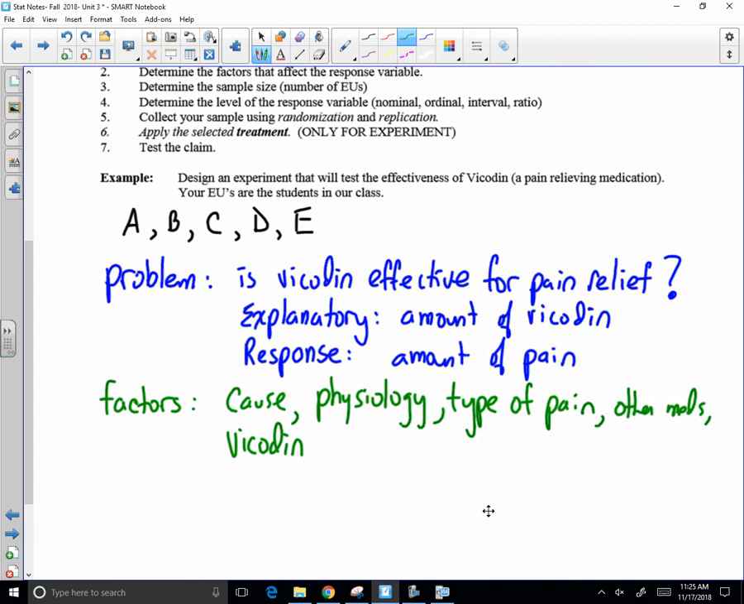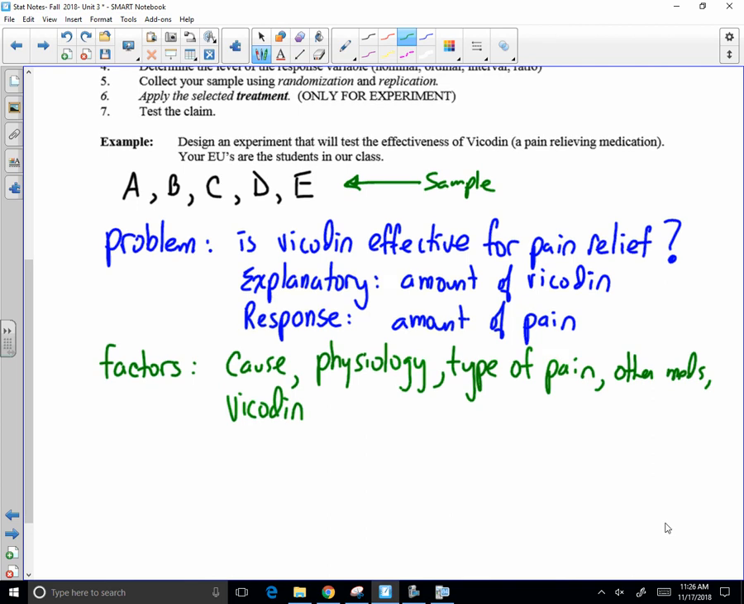Sample size. Well, I have my sample. This is my sample. I took my population and I created a sample. And here we are. All right. Determine the level of the response variable. Well, I suppose it would relate to how we measure the response variable.